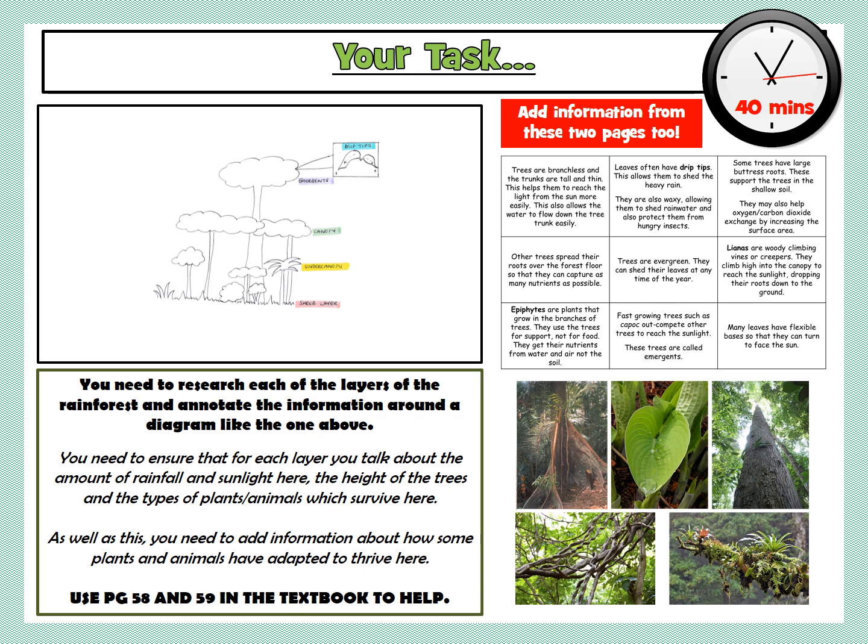So I've talked to you about drip tips and waxy leaves. I've talked to you about buttress roots, but there are also some things called lianas, which you need to do some reading up on, and you'll find that information in the textbook. This should take you around 35 to 40 minutes to do a good job of it.